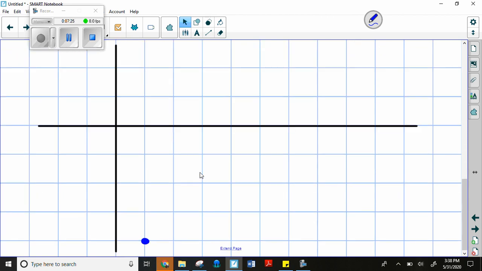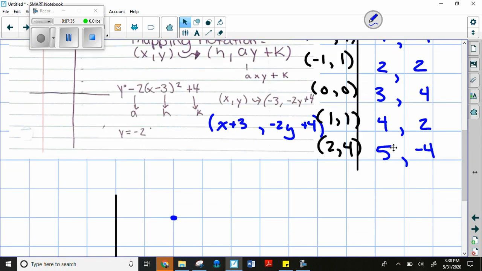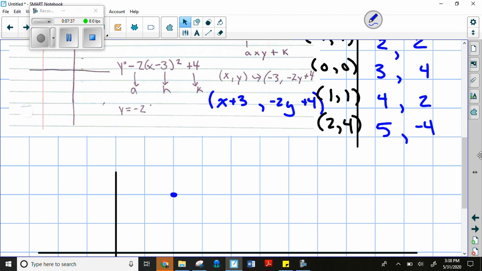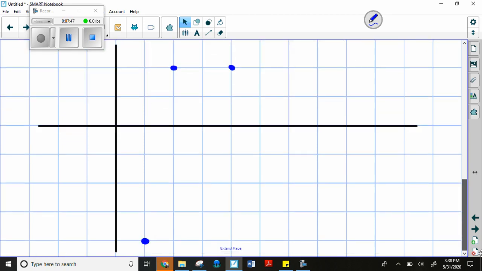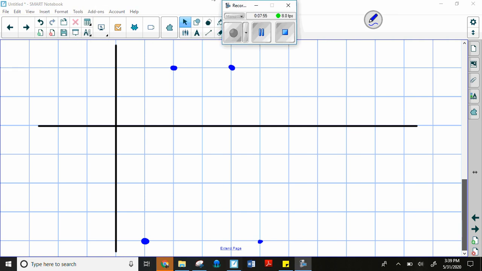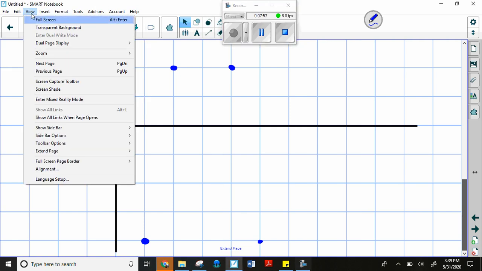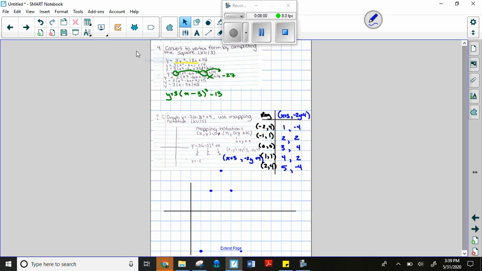Then 2 at 2. Then 3 at 4. There. And then we start repeating. And then it goes down to there. There's nothing there. So this is going to be one big parabola. I'm going to, no, zoom. See if this does it better.